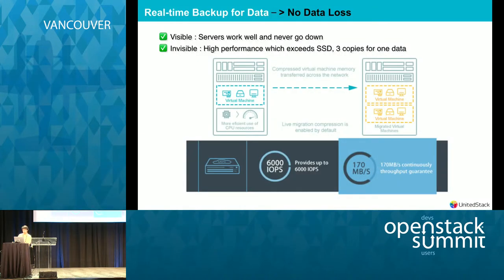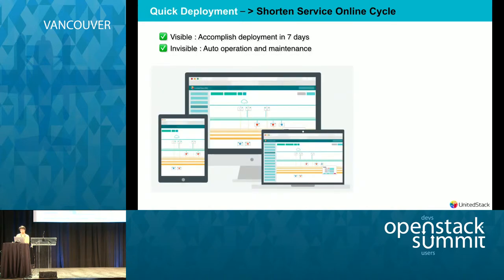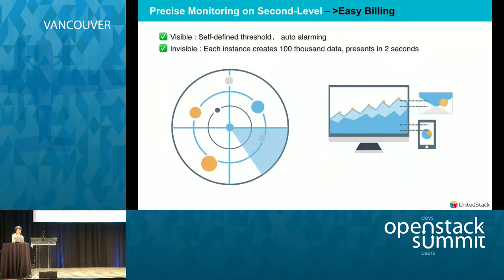Since time is not very rich, I will be quick. This is our storage system. We provide 6,000 IOPS and 170 megabytes per second. We have second-level response. You can get any resource you need in seconds. And what we provide is quick development. We can accomplish our development in 7 days. And monitoring based on Ceilometer, but more powerful.